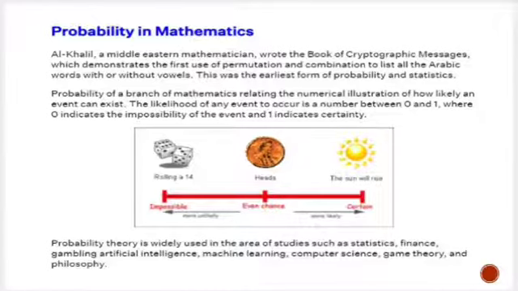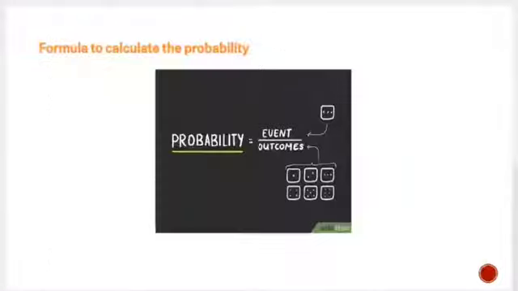Probability is a branch of mathematics relating the numerical illustration of how likely an event can occur. The likelihood of any event to occur is a number between 0 and 1, where 0 indicates the impossibility of the event and 1 indicates certainty. Probability theory is widely used in areas of study such as statistics, finance, gambling, artificial intelligence, machine learning, computer science, game theory, and philosophy. The formula to calculate probability is probability equals event divided by outcomes.